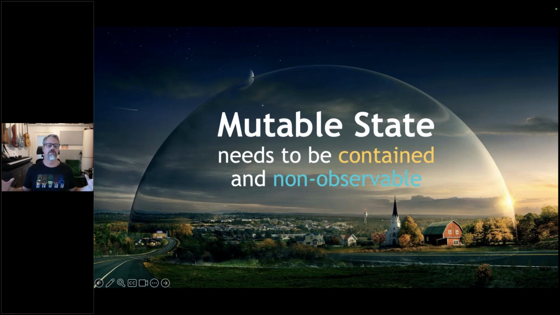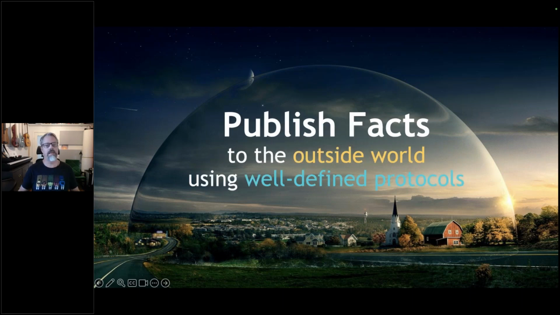We really need to contain it inside our consistency boundary, and only use mutable state for local computations. Instead, what I think we should do is publish facts. So let's say you're using mutable state within your consistency boundary, within your microservice or whatever it is, and you do some processing, running your business logic, updating this state.